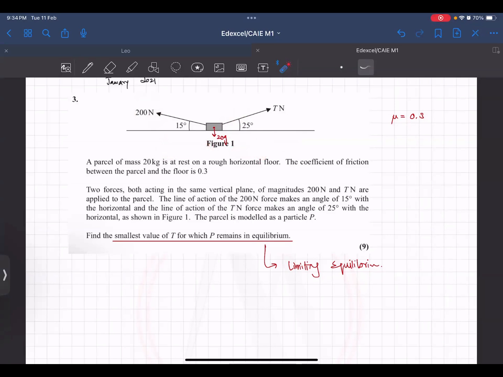Okay, so there are two conditions that can be deduced out of this one. If your T is very large, definitely the parcel will be trying to move to the right side. So if it is on the verge of moving to the right side, then the friction would be on the left side. And if your T is small, this means that the 200 Newton is more effective in this case. So the object is on the verge of moving to the left, and then the friction would be applied to the right side. Do you get this or not? Any questions over here?